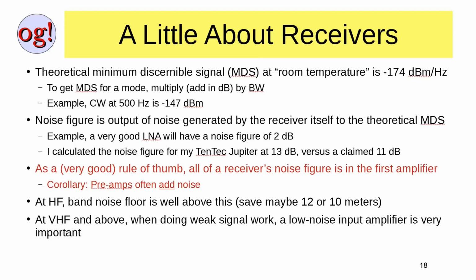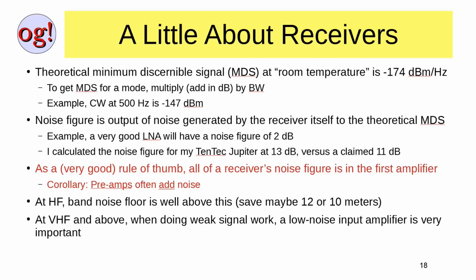Well, HF radios have horrible noise figures. I calculated the noise figure for my Ten-Tec Jupiter at 13 dB. 13 dB. So instead of minus 147, it'd be minus 134 dB, which is the thing adding that much noise. Okay, now the manual claimed 11 dB, but I believe the 13 dB. But this is typical for an HF receiver because the noise floor is well above that point anyway, so it doesn't matter.